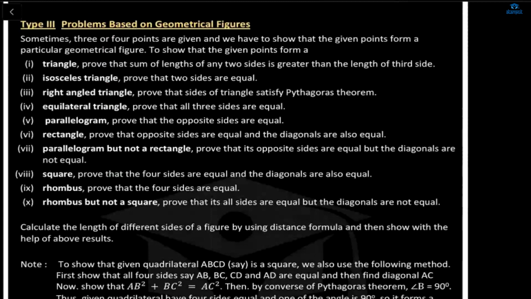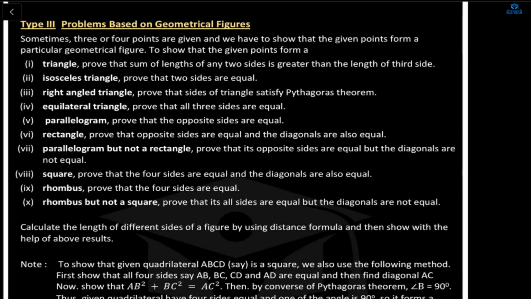Now, problem based on geometrical figures. Okay. Now, what type of questions can come related to geometrical figures? For example, it may ask you to prove that the points will be given. The coordinates of A, B, C, D are given. Now, you have to prove that these points are of a triangle, or of an isosceles triangle, or a right angle triangle, or an equilateral triangle, or a parallelogram. So how can you say that by just seeing the points? How can you say that it is a triangle? We can draw a triangle with these points.